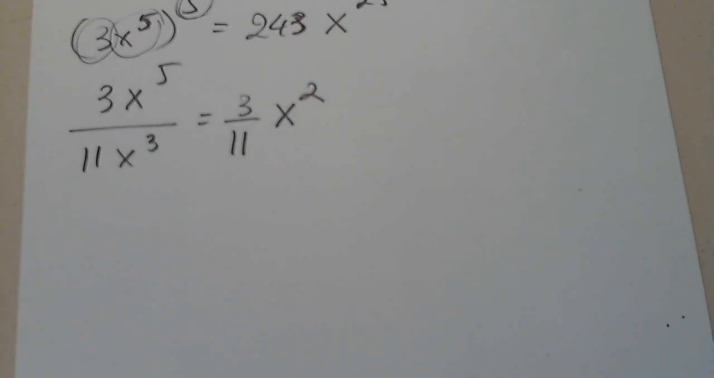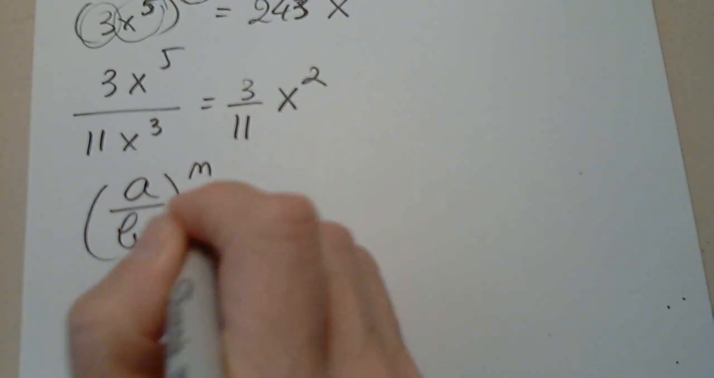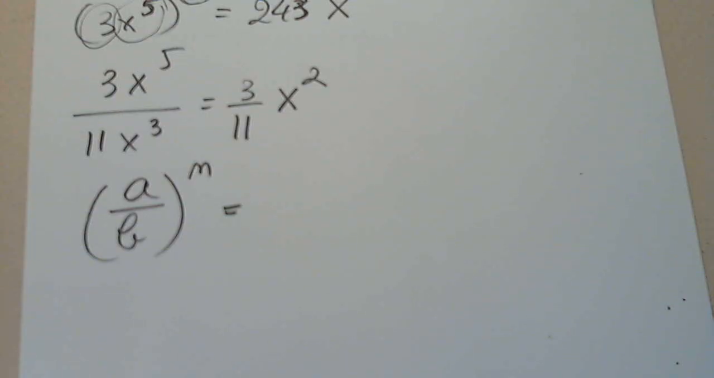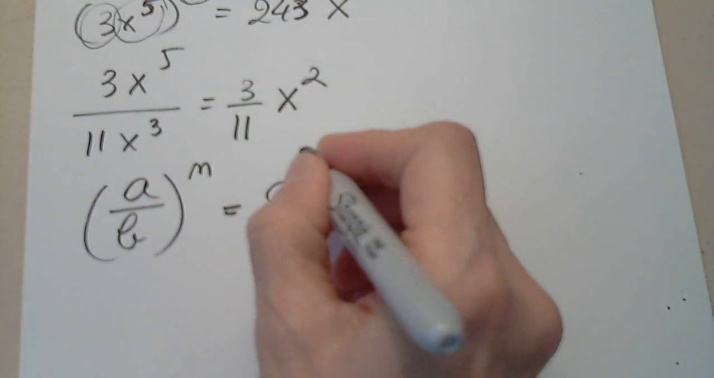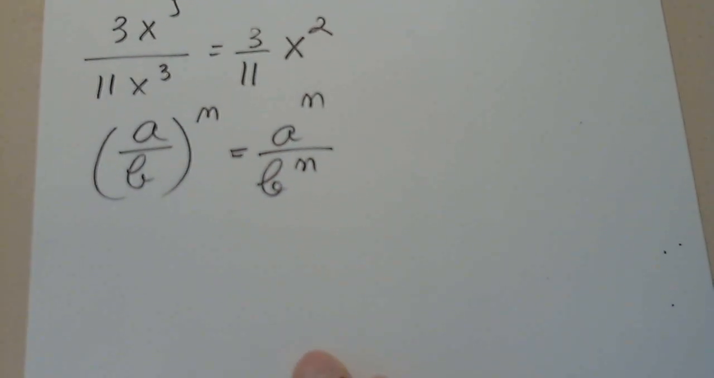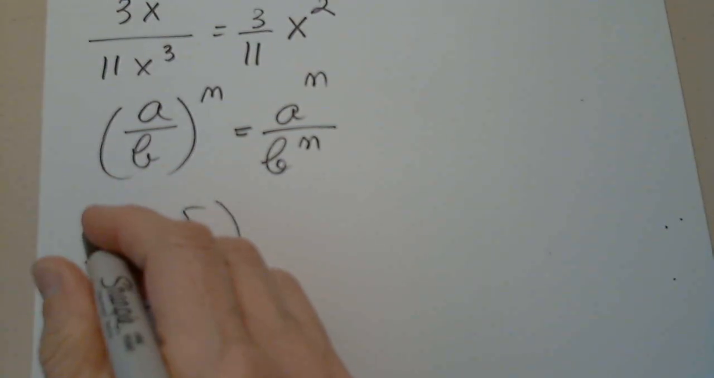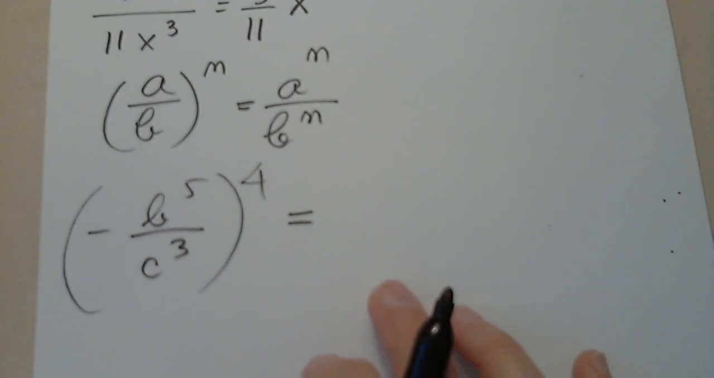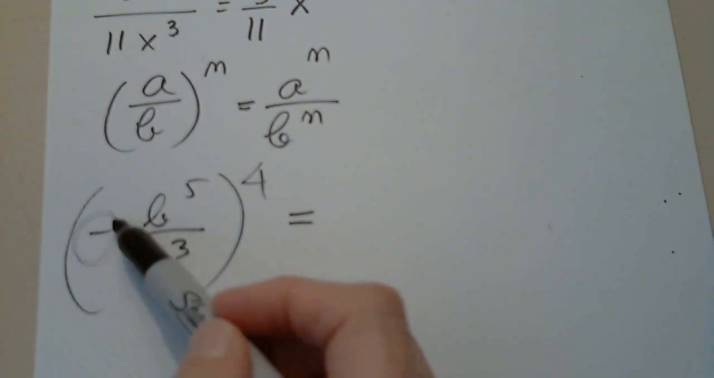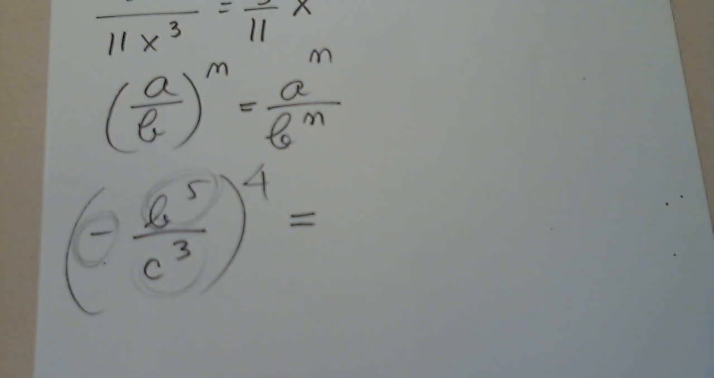Good. One exponential rule that we discussed a long time ago is this one. We had many numerical examples like this. Well, it's very simple. I have to raise the numerator to that power, and I have to raise the denominator to that power. So now let's work on negative b to the 5th over c to the 3rd, and everything to the 4th power. Remember here we see 3 factors. This is a factor which is negative 1. This is a factor which is b to the 5th. This is a factor which is c to the 3rd. All factors have to be raised to the 4th power. Let's do that.